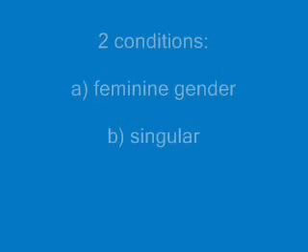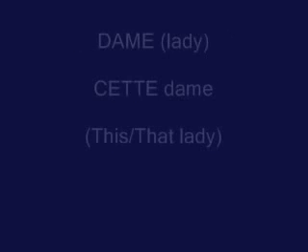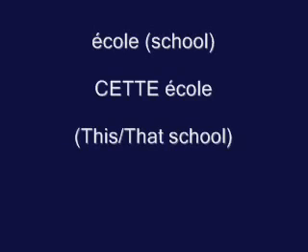You will need to use cette, C-E-T-T-E. This is used to indicate nouns that have a feminine gender and nouns that are singular. For example, woman, the word femme. Cette femme, this or that woman. Cette dame, this or that lady. Cette école, this or that school. You see, école starts with a vowel, right? But it doesn't matter because the noun is feminine, une école. Because the noun is feminine and is singular, you go ahead and you use cette, C-E-T-T-E.